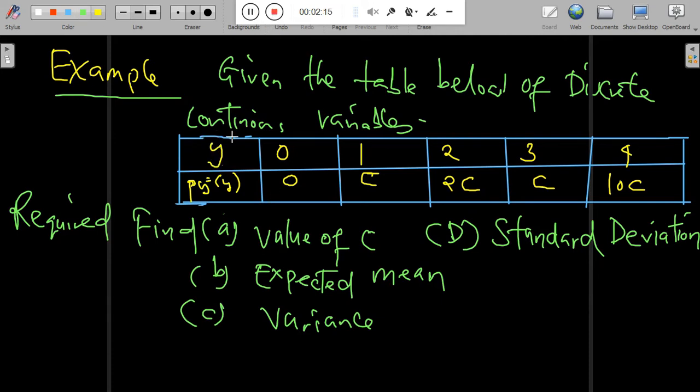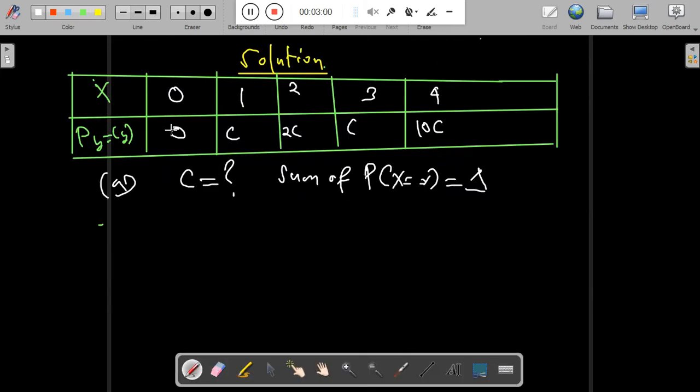And we have the probability of x, that is 0, c, 2c, c, and 10c. You're required to find a, the value of c, b, the expected mean, c, the variance, and d, the standard deviation. Now let's go to the solution. Since we have the probabilities, we need to find first the value of c, so that we can be capable of finding the expected mean and later the variance and standard deviation.